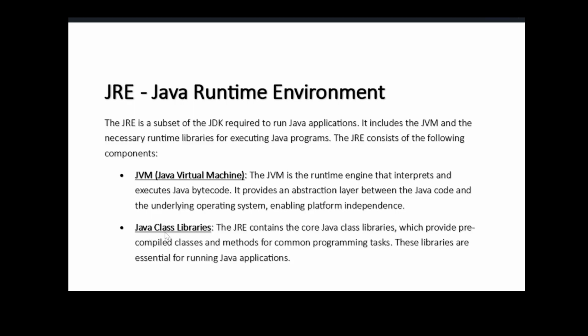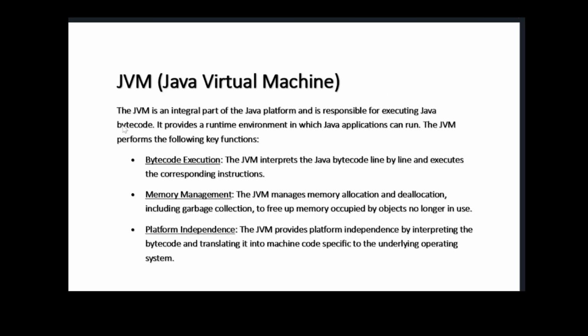The next component is the Java class library. The JRE contains the core Java class library, which provides prewritten classes and methods for common programming tasks. The JVM is an integral part of the Java platform, responsible for executing Java bytecode. It provides a runtime environment in which Java applications can run.